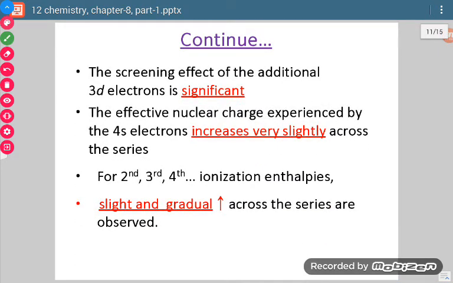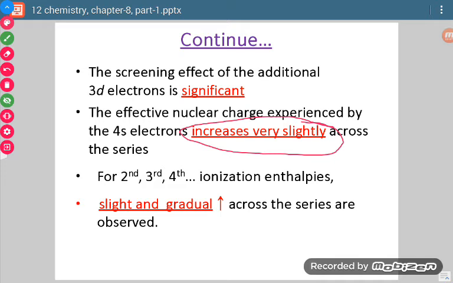Now the screening effect of 3d electrons is significant. The effective nuclear charge experienced by the 4s electrons increases very slightly. So what does it mean? It means that the effective nuclear charge on the outermost electrons will be more, but it will be increasing only very slightly.